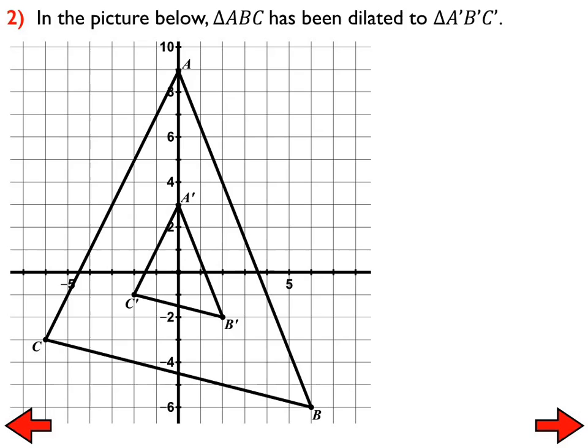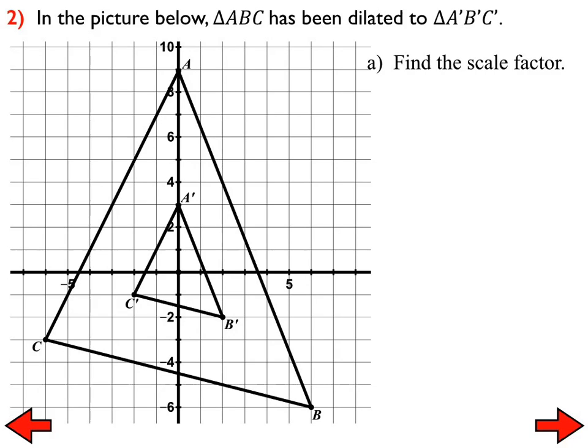All right, everybody do number 2, all the parts, please. The pre-image is triangle ABC. That's the bigger one. The image is A prime, B prime, C prime. That is a smaller one. Therefore, the scale factor has to be between 0 and 1. The question is, what is the scale factor?